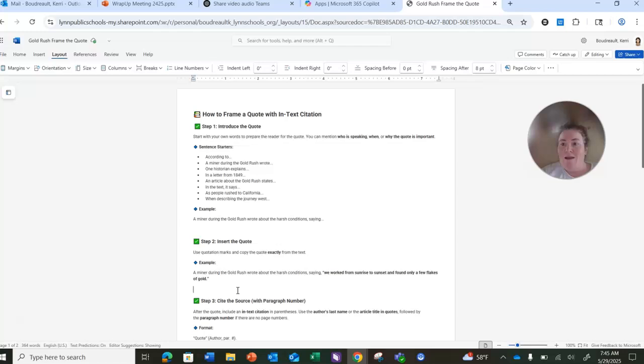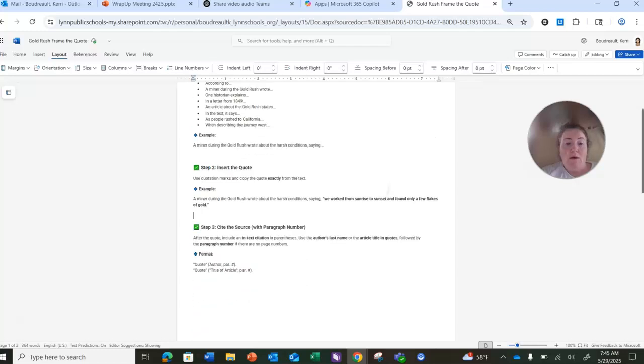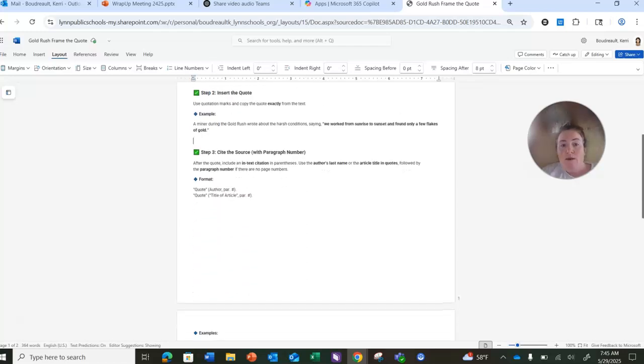But I'm not done yet, because just because I said a miner said it, I didn't explicitly name the source that it came from and where in the source I found it. So step 3, cite your source. After the quote, you include what we call an in-text citation in parentheses, right, the little hug around it. Use the author's last name of the article, title, and quotes, followed by the paragraph number if it's an online article, page number if it's a book. So quote, author, paragraph number.